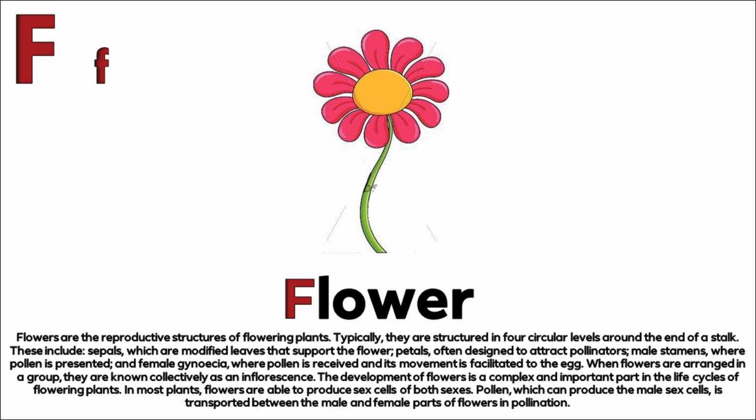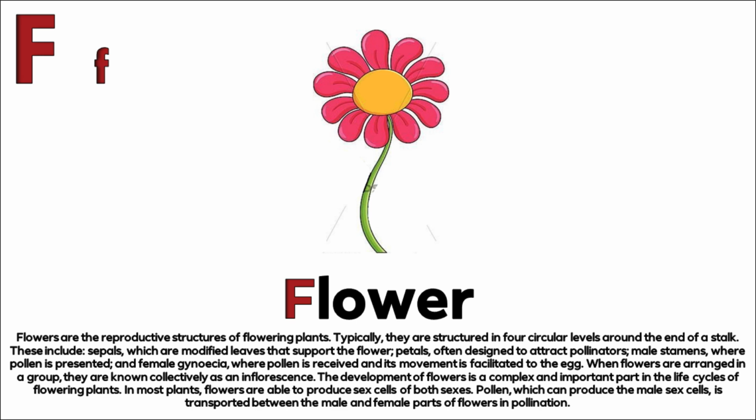F. Flower. Flowers are the reproductive structures of flowering plants. Typically, they are structured in 4 circular levels around the end of a stalk. These include sepals, which are modified leaves that support the flower, petals, often designed to attract pollinators, male stamens, where pollen is presented, and female gynoecia, where pollen is received and its movement is facilitated to the egg.